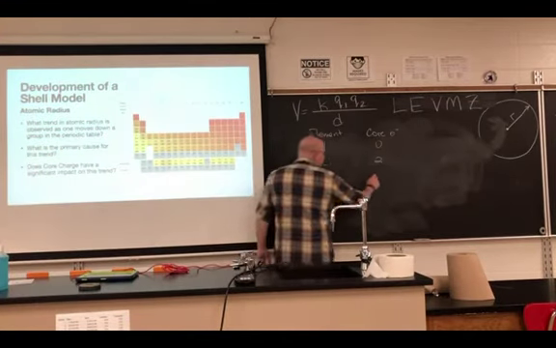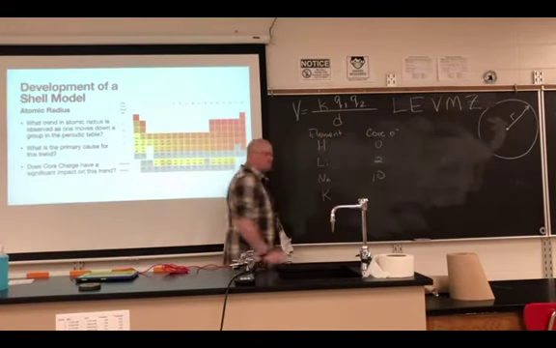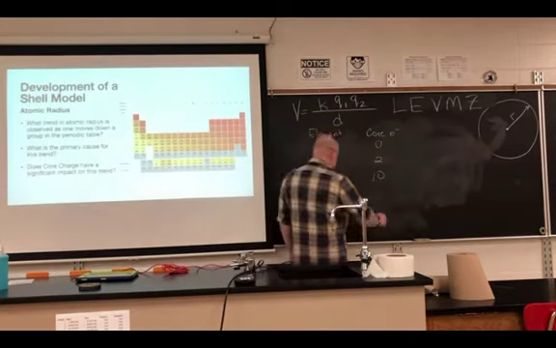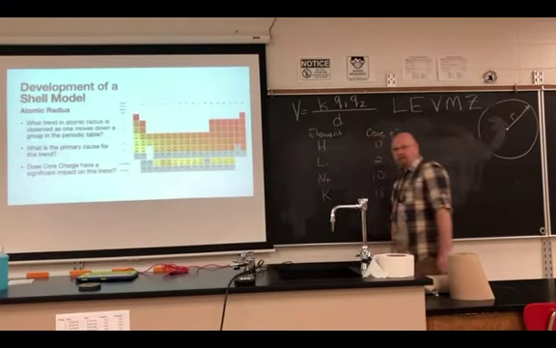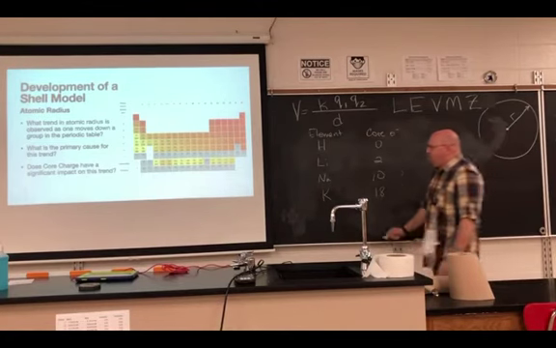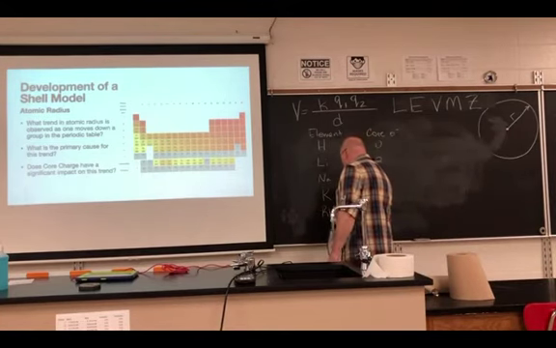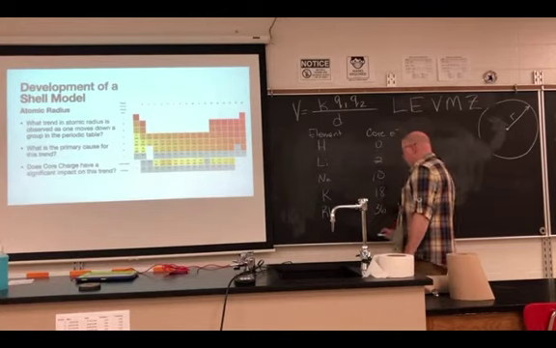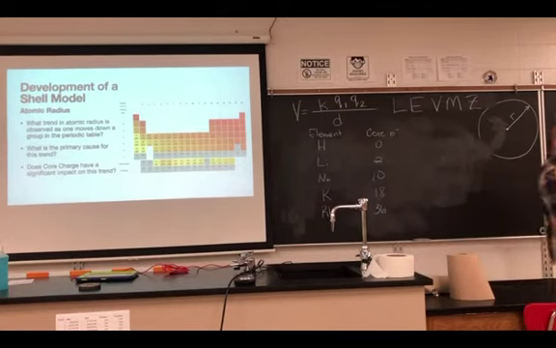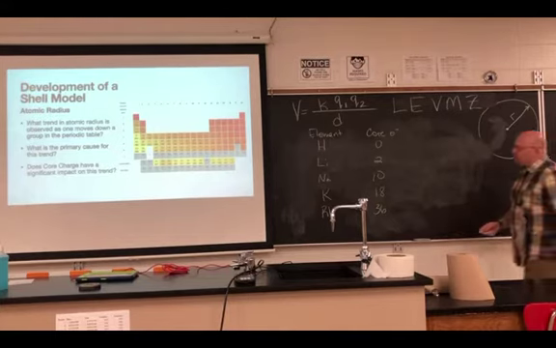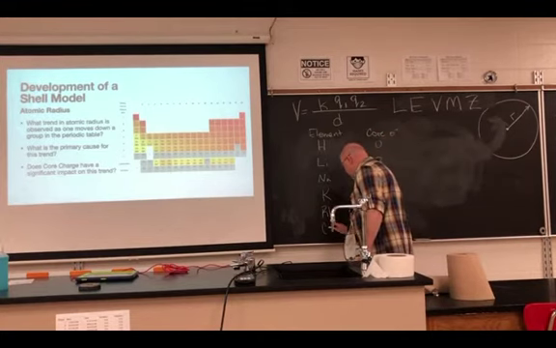Okay? 10. Potassium. 18. Everybody okay with 18? Yes. Rubidium. 36. There's your why, people. We get a pretty big jump there between potassium and rubidium, right? When we get to cesium, 54.